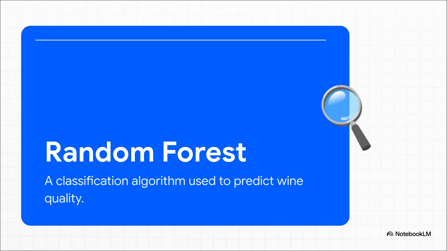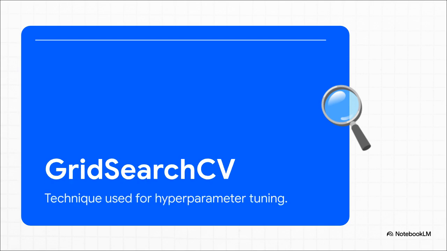In this specific workflow, the developer first trains what we call a baseline random forest. Think of this as our novice sommelier, making their very first kind of unrefined judgments based on initial training. But we want to make it better, right?